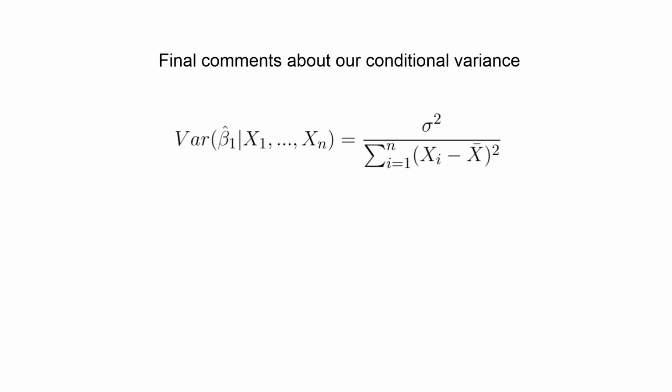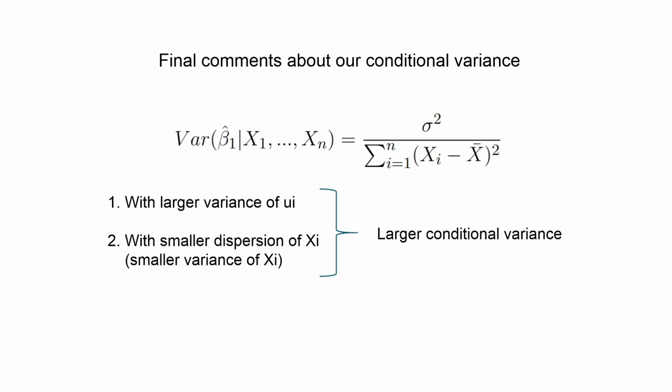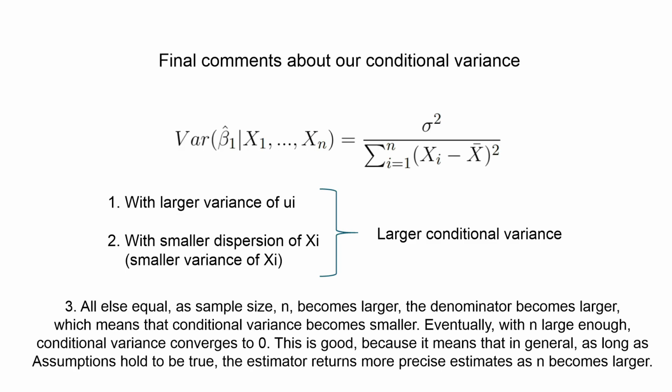Now, I want to make some final comments about our conditional variance. Note that all else equal, with larger variance of ui, the conditional variance is going to be larger. And also with smaller dispersion of xi, the conditional variance is also going to be larger. I'm going to leave it up to you to think about why that's the case intuitively. It's also important to note that all else equal, as sample size n becomes larger, the denominator in the conditional variance becomes larger, which means that the conditional variance becomes smaller. Eventually, with n large enough, the conditional variance converges to 0.